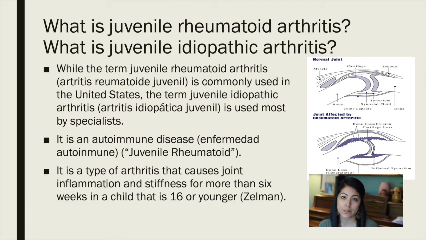Around 300,000 children are diagnosed with arthritis in the US. It is an autoimmune disease as well. And in order for it to be considered chronic, this type of arthritis has to be persistent for more than 6 weeks in a child that is 16 years or younger. At this time, there is no way to prevent arthritis in children.